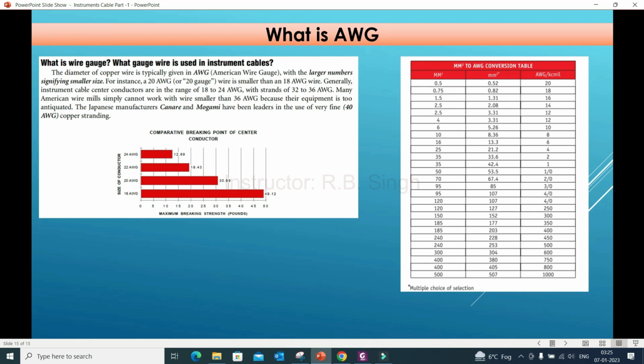If you see the table, then the 20 AWG cable has a 0.5 mm square conductor, and if you reduce the AWG to 18, then the conductor size will increase up to 0.75 mm square. Again if you go to 16 AWG, then its conductor size will go to 1.5 mm square. That means decreasing the AWG value means increasing the conductor size. That means decreasing the resistivity and increasing the conductivity. So this is about the AWG. The rest of the part of the cables we will see in the next video.